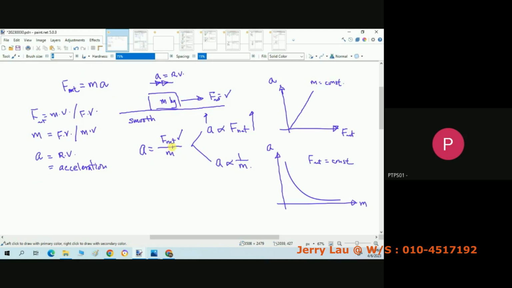Then the next thing I'm going to talk about will be what is the net force? So you see the case here, right? I say smooth surface. When the surface is smooth, whatever force that you apply is called the net force. When the surface is smooth and you use a force to pull it, the force you use is the net force.